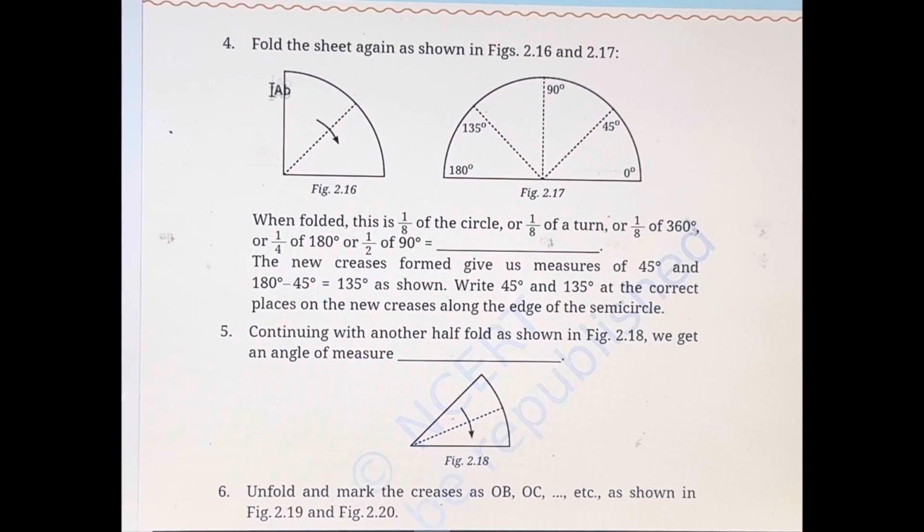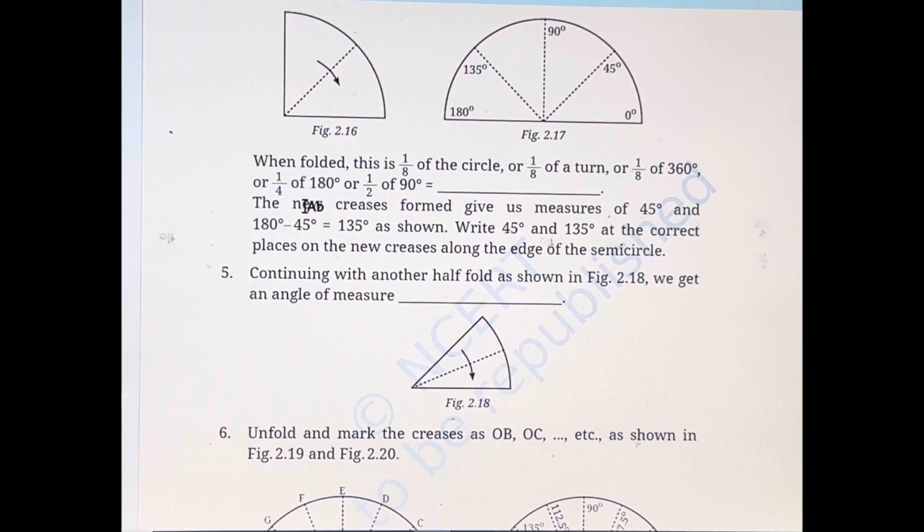Now fold this sheet, the 90 degree sheet, again. So when folded, this is 1/8. This crease line, you can see, it is 1/8 of the full turn. You are getting 8 parts of the full turn, or 1/8 of 360, or you can say 1/4 of 180, or you can say half of 90, because this was 90 degree. You are dividing it into half.